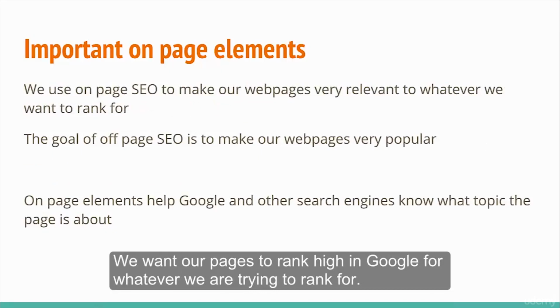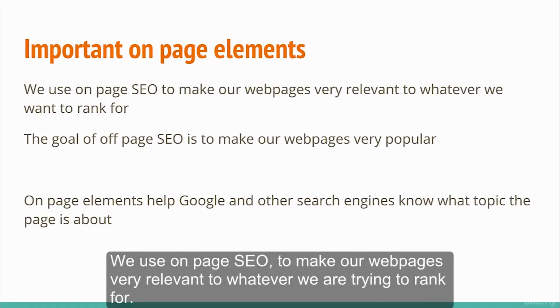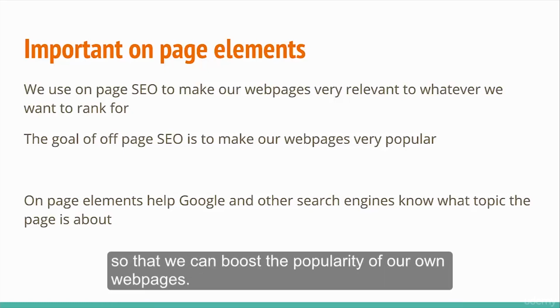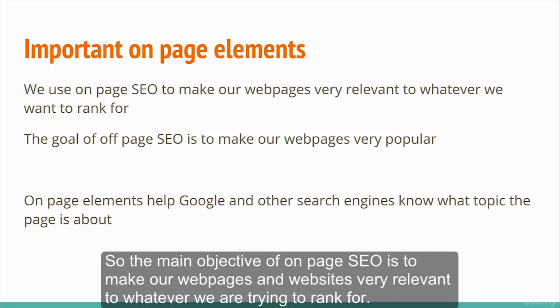We want our pages to rank high in Google for whatever we are trying to rank for. We use on-page SEO to make our web pages very relevant to whatever we are trying to rank for. And with off-page SEO, we are trying to build high-quality links from other popular and relevant web pages so that we can boost the popularity of our own web pages. So, the main objective of on-page SEO is to make our web pages and websites very relevant to whatever we are trying to rank for.